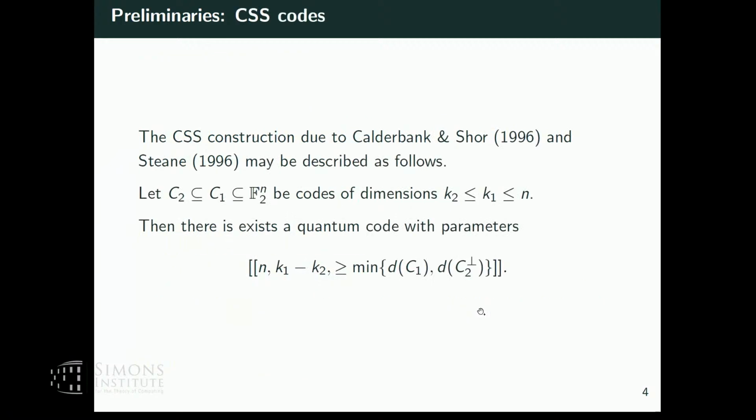For those of you that are returning from the last talk, I don't know that we need to go through the CSS construction again, but just to say that we will be looking at pairs of codes C1 and C2, so that C1 contains C2, and we'll be using the famous CSS construction to determine a quantum code from those two codes. And of course, we'll be interested in when such a pairing of codes is CSS-T.